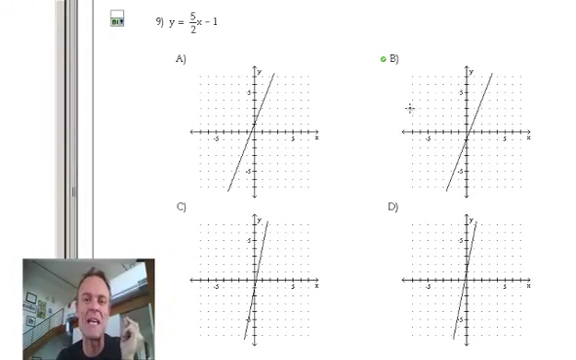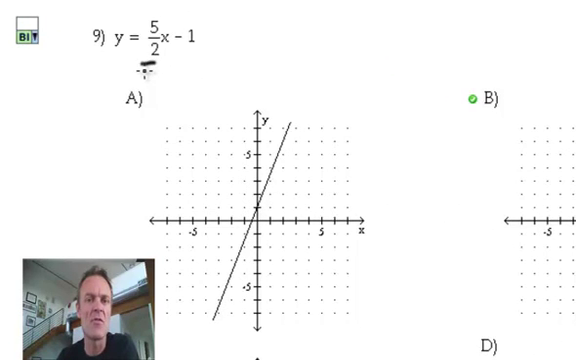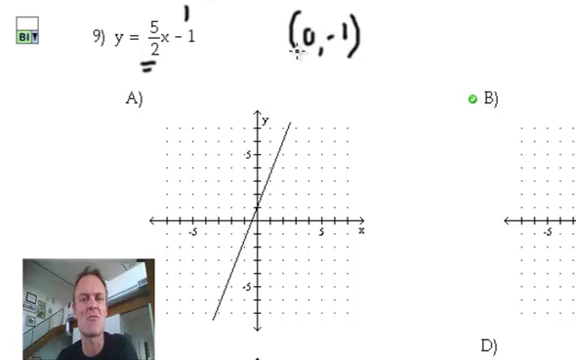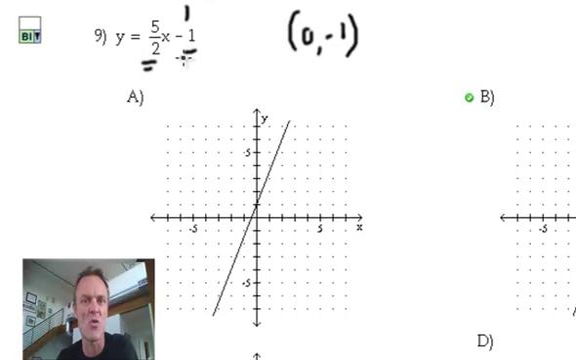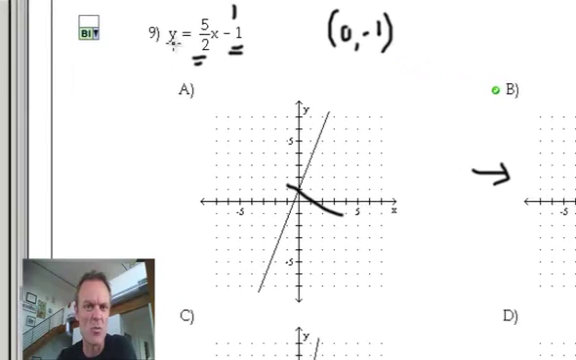Graphing by the slope-intercept form. This is the slope-intercept form of the equation of the straight line. So remember, 5 over 2, that's the slope. Negative 1 is the y-intercept. But really, all you're looking to do is say, right, it starts at negative 1. Not that one. Not that one. This one has a y-intercept of negative 1, and this one has a y-intercept of negative 1. So we start at negative 1.